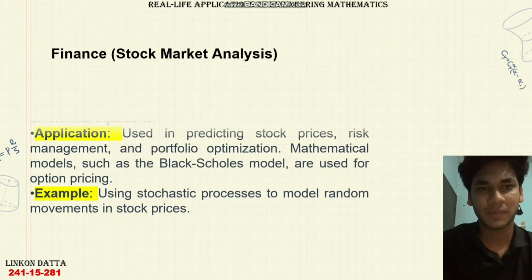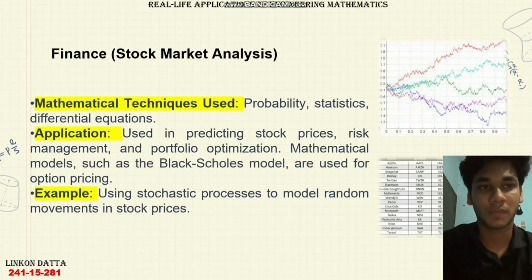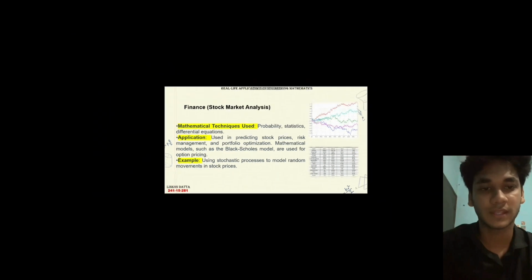Engineering mathematics is also used in finance, stock market analysis. Mathematical techniques used in stock market analysis are probability, statistics, differential equations. The applications are to predict stock prices, risk management, and portfolio optimization. Mathematical models such as the Black-Scholes model are used for option pricing. Some examples are shown in the slide. For example, using stochastic processes to model random movements in stock prices.